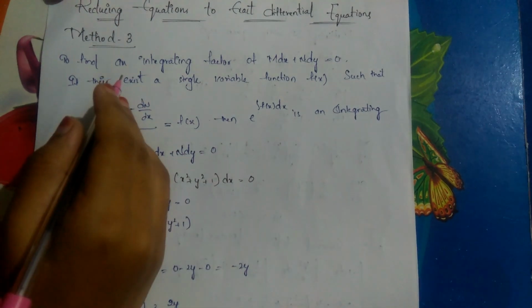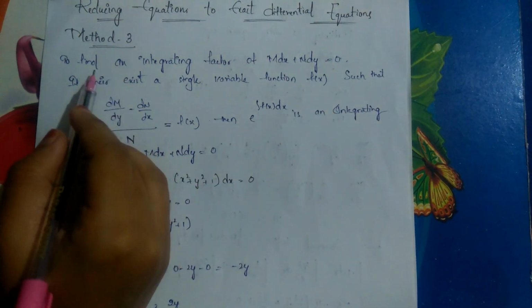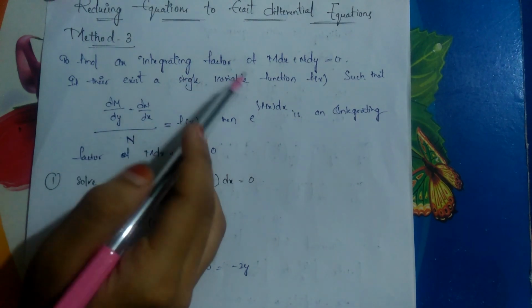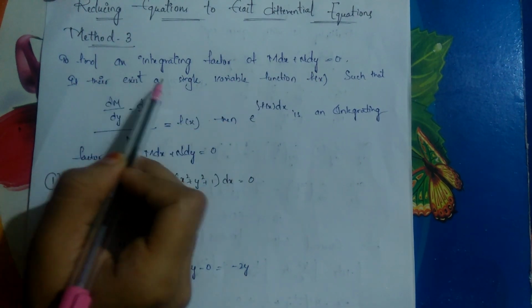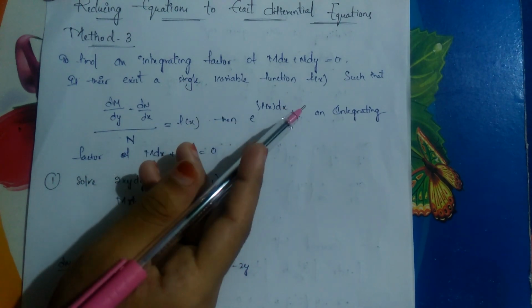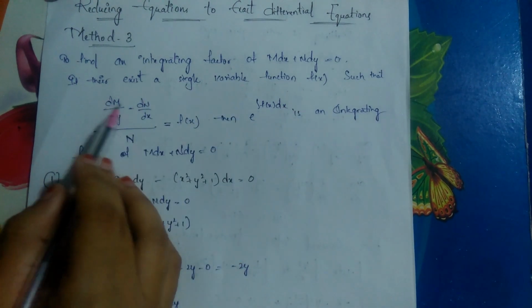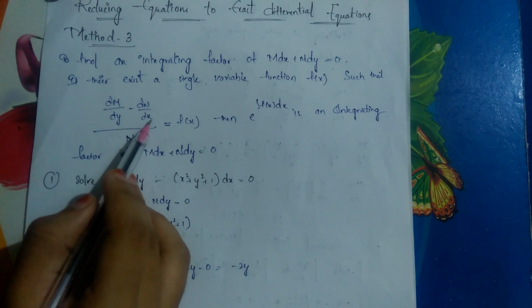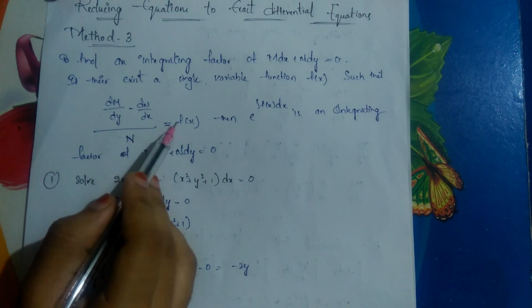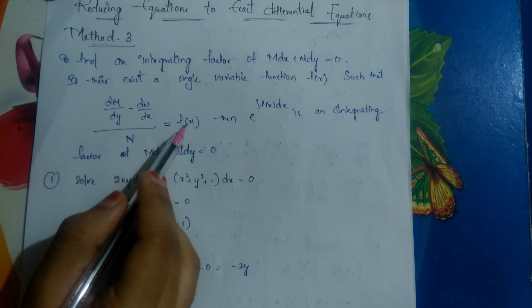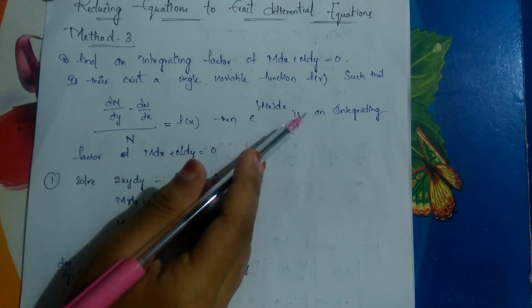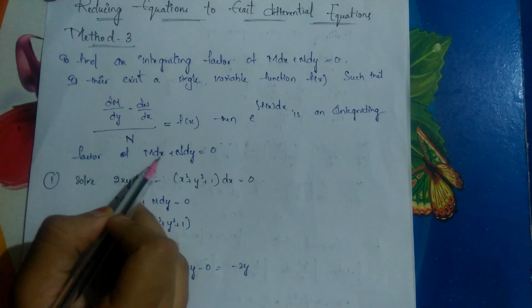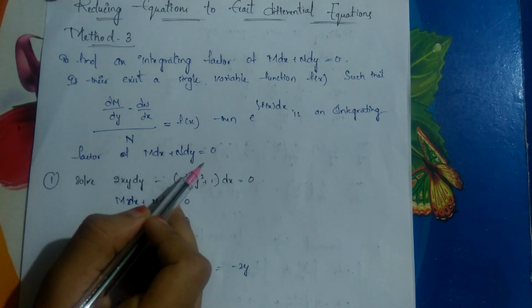So in this video we will discuss method 3. To find an integrating factor of M dx plus N dy equals 0, if there exists a single variable function f of x such that (∂M/∂y minus ∂N/∂x) divided by N equals the function f of x, then e to the power integral of f of x dx is an integrating factor of M dx plus N dy equals 0.